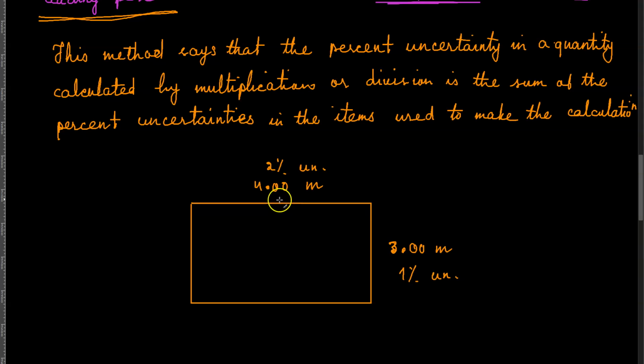Then the area of the floor is 4 times 3, which is equal to 12.0, and you can see that I have 3 significant figures here. We will learn more about significant figures shortly, but for now, 4.00 has 3 significant figures, and 3.00 also has 3 significant figures. Multiply them together, you'll get 3 significant figures. So I'll write this as 12.0 square meters with an uncertainty of 3%, meaning 2% plus 1%.